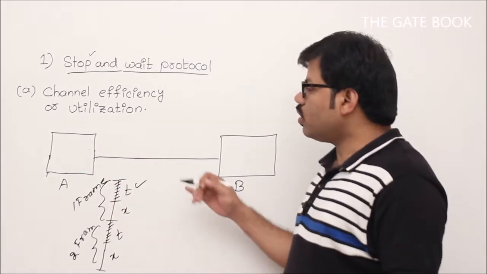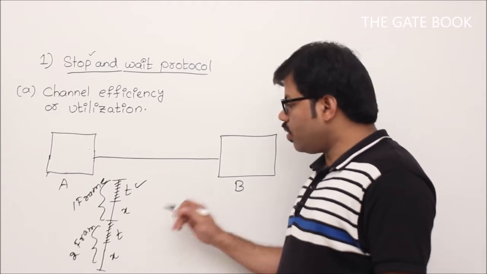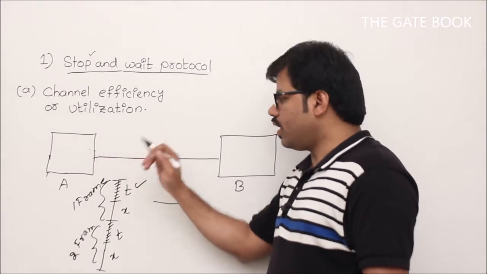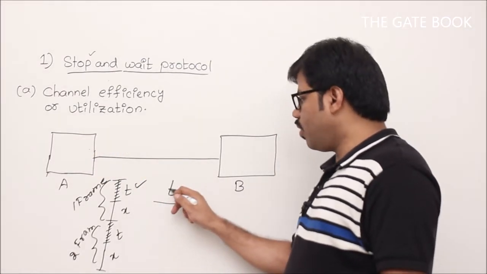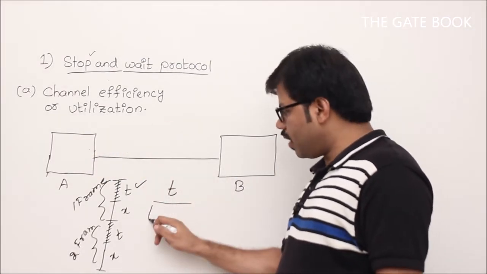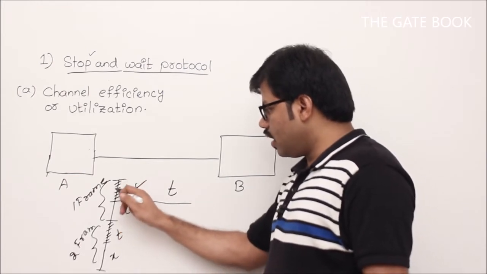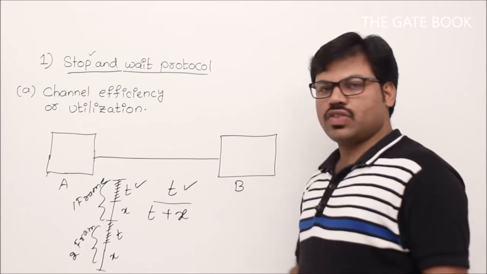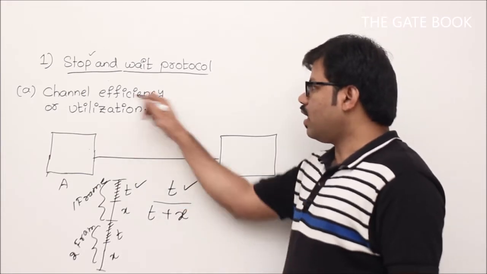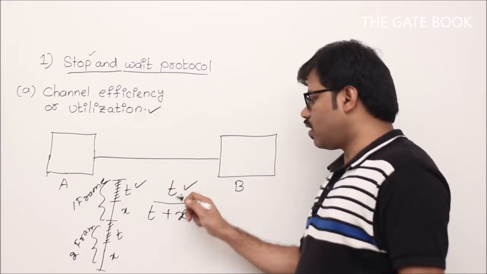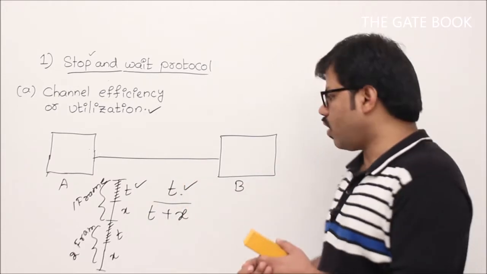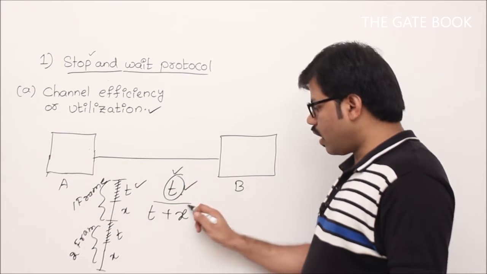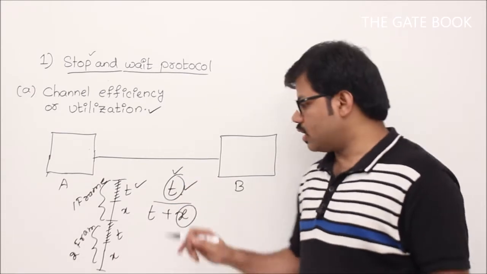Now if you want to know the channel efficiency, that is, how much time you are effectively using your channel for data transmission, it is only T, right? But the overall period of time is T plus X. It is easy to see here: in this entire period of T plus X, only T is useful. That's why the channel efficiency or utilization is T over T plus X, right? That is the formula. Now we should know how to calculate the T value and the X value. Let's focus on the T value first.